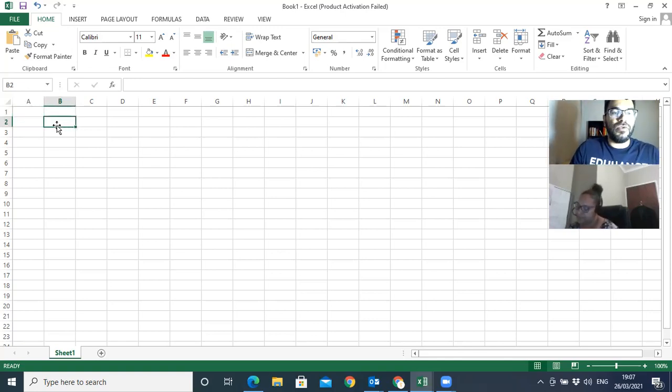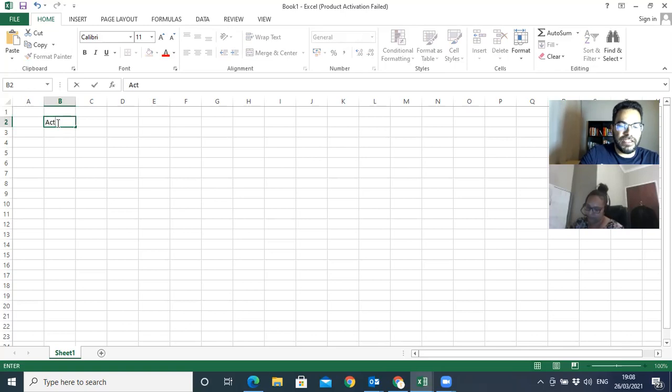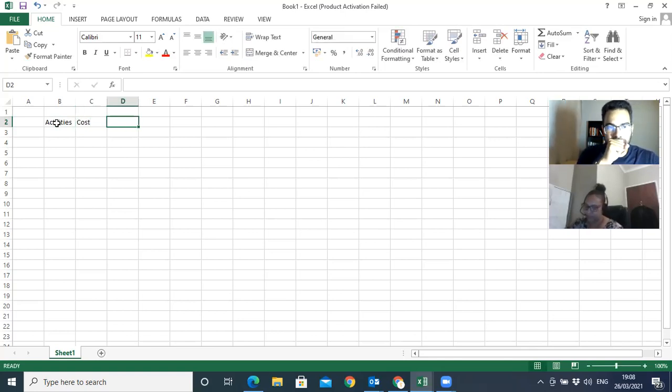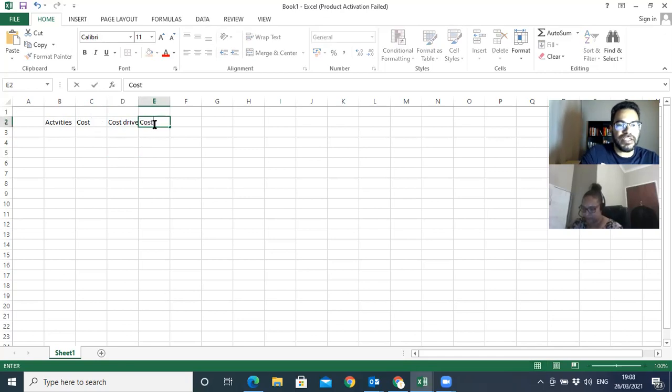Now, there's a method to setting up activity-based costing. I'll give you a table, and the table will look as follows. You will identify the activities, which are given to us. Then we identify the costs, which are given to us. I like to put in this column, I call it cost driver units, whatever, I don't know what other word to call it. And then I will say cost driver, and then I will say cost per unit.